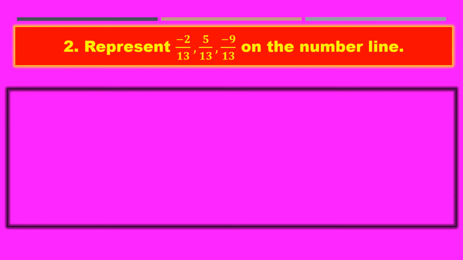Here is your next question. Represent minus 2 by 13, 5 by 13 and minus 9 by 13 on the number line. So see here all the denominators are same, right? If the same denominators are there, then you can represent on one number line. If they are different, please make them same first. How will you make them same?